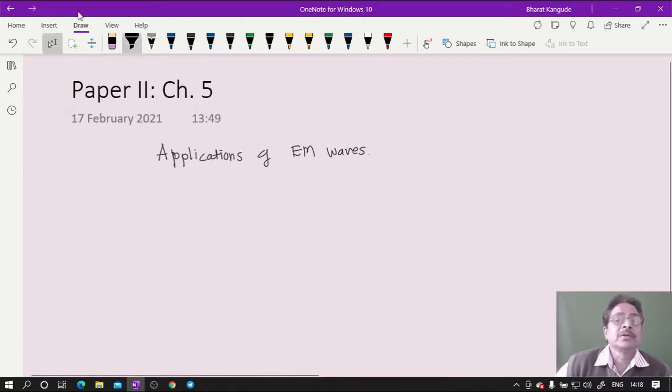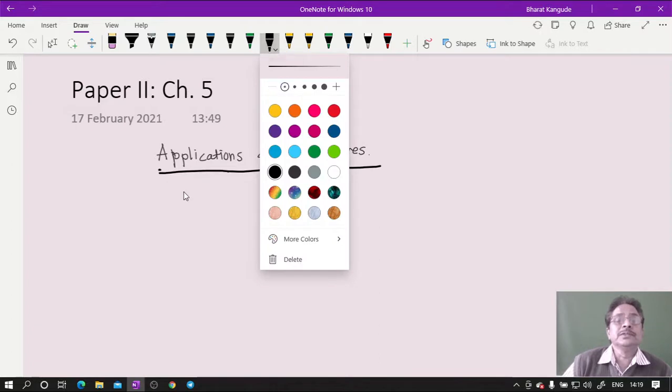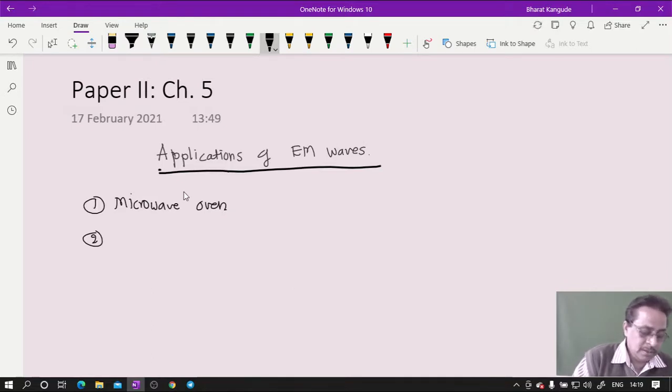I think this is also not perfect black. Let's try. Applications of the electromagnetic waves. So let's see what are the applications we are going to look at. First, number 1, that is the microwave oven. This is my first application. First thing we are going to discuss, the instrument or the device which uses these types of things.